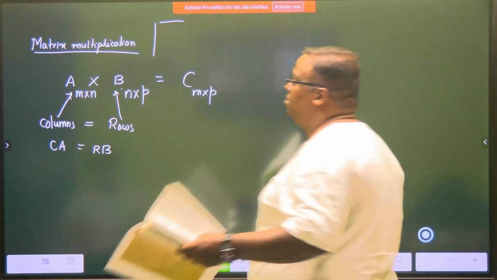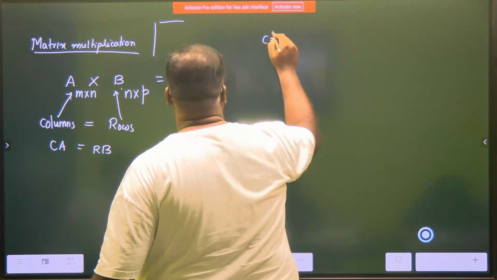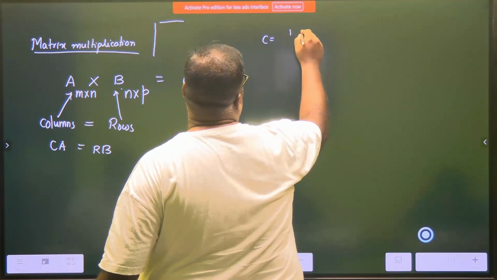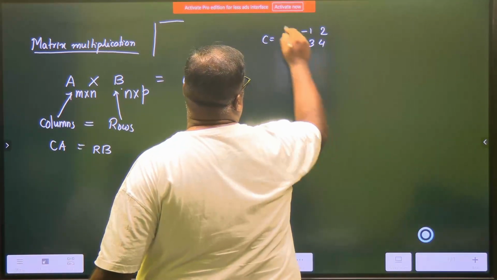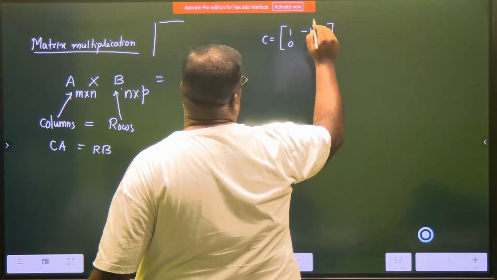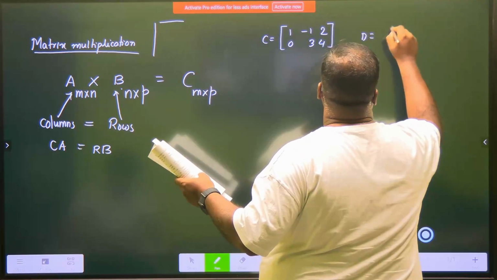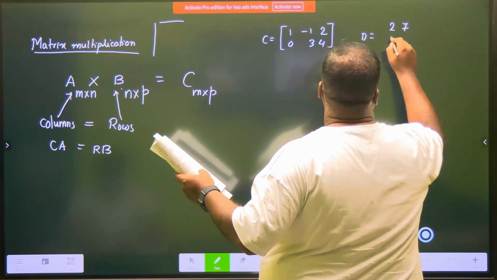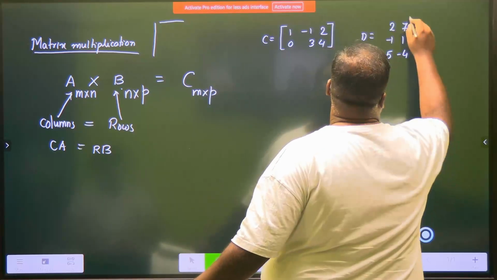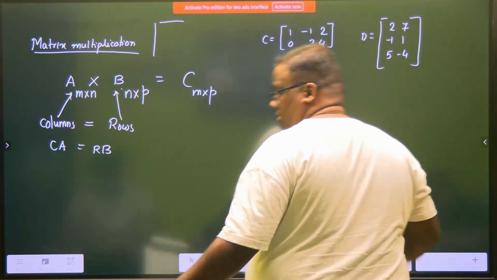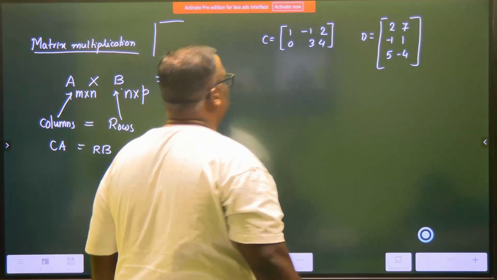I'm taking a book example because it helps us to get the data correct. So I have a matrix C, and C is given by the rows 1, -1, 2, and 0, 3, 4. So this is a matrix, and I have a matrix D, which is 2, 7, -1, 1, and 5, -4. This is another matrix. And I'm asked, is the multiplication CD possible? If so, do CD. So let's first say CD.